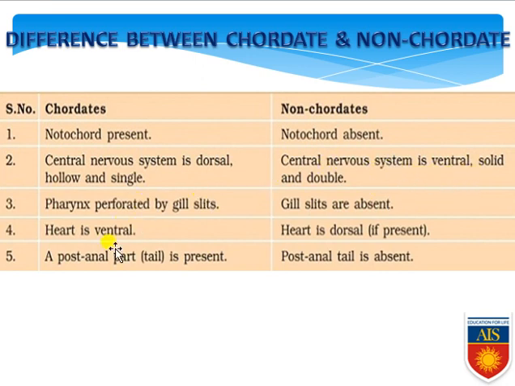But in non-chordates, keep it in your mind, the central nervous system is ventral, solid and double. In chordates, the pharynx is perforated by the gill slits. Keep it in your mind, the pharynx portion that is present is perforated by the gill slits. In non-chordates, gill slits are absent. Next, in chordates the heart is ventral, and in non-chordates the heart is dorsal if present. Next, in chordates the post-anal tail is present, but in non-chordates the post-anal tail is totally absent. So these are the actual differences between chordates and non-chordates.